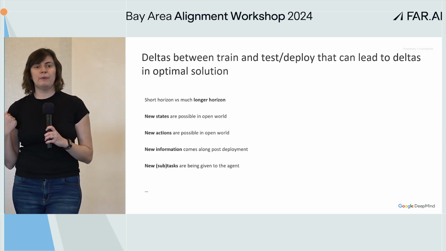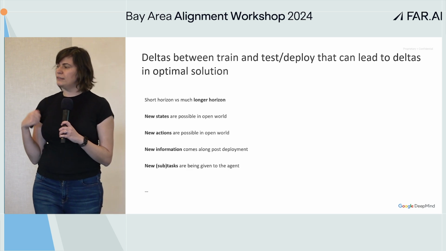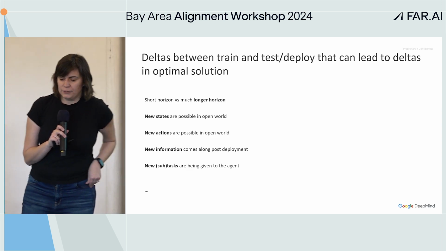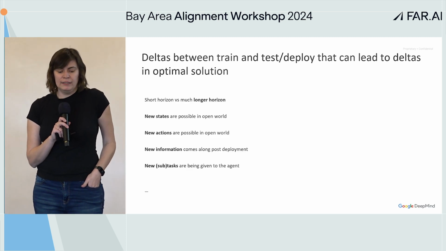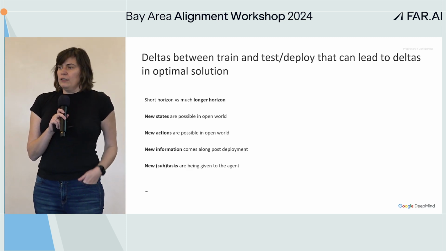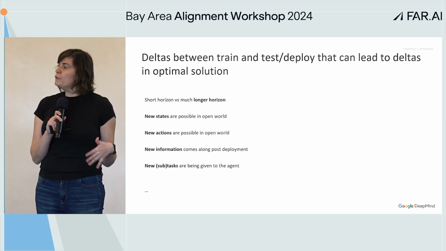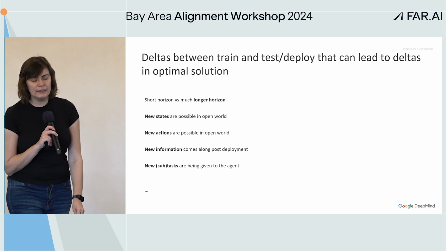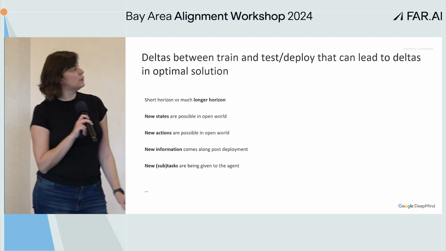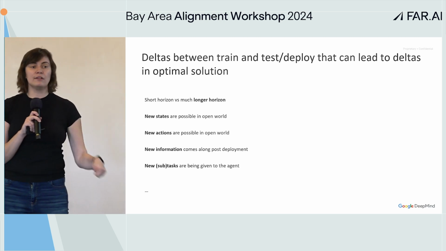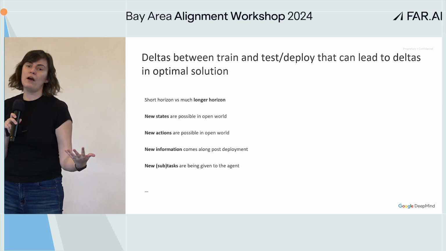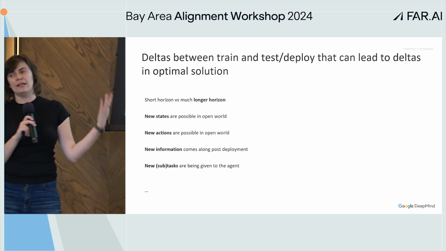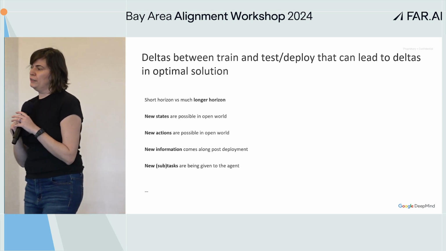Now, all of this, you might notice, hinges on having these deltas, these differences between training time and then either test or deployment. So this might happen because the horizon might be much longer, so therefore different things become optimal. That might be because you encounter new states in the open world, new actions are possible, new information comes along. Science evolves. New information comes along that changes what the optimal thing to do is, or it's related to the new states, new subtasks, new problems being given to the agent.